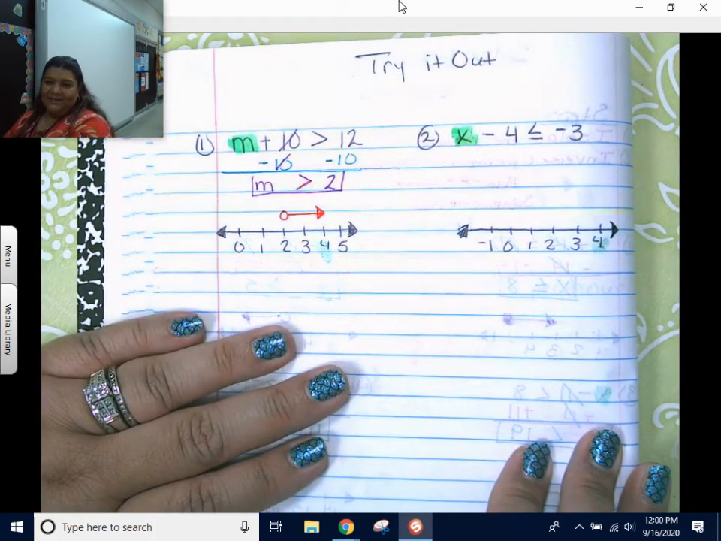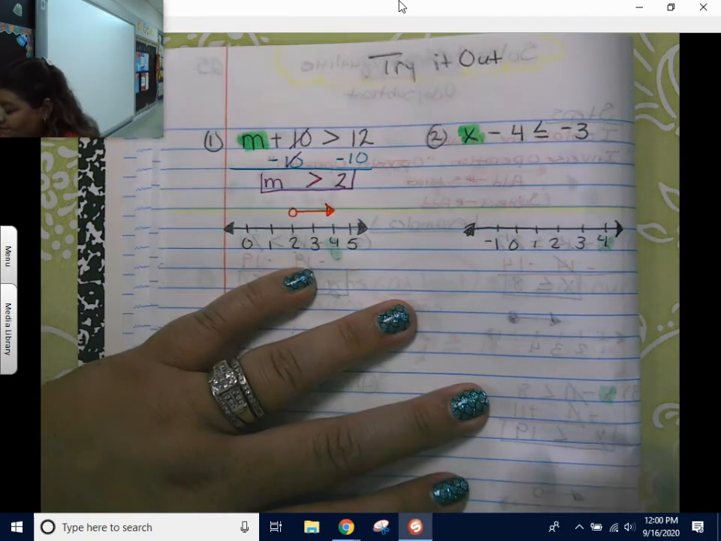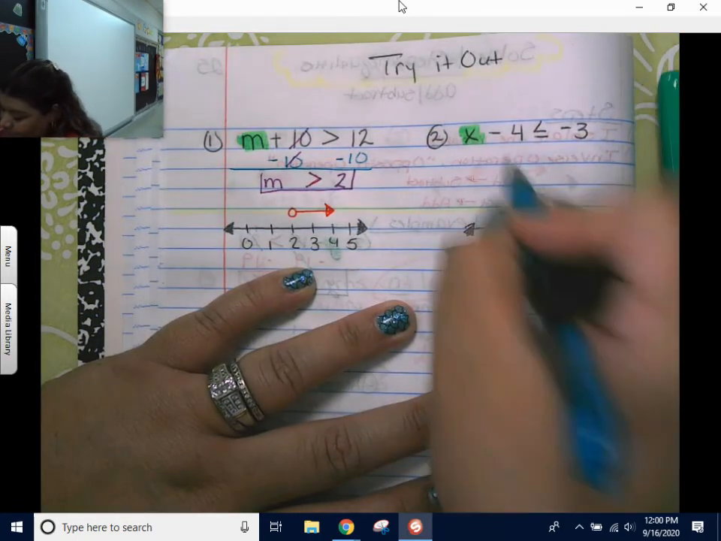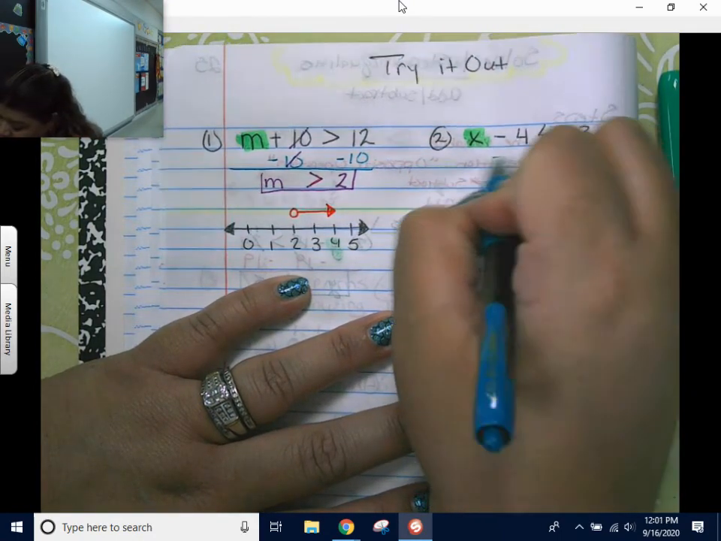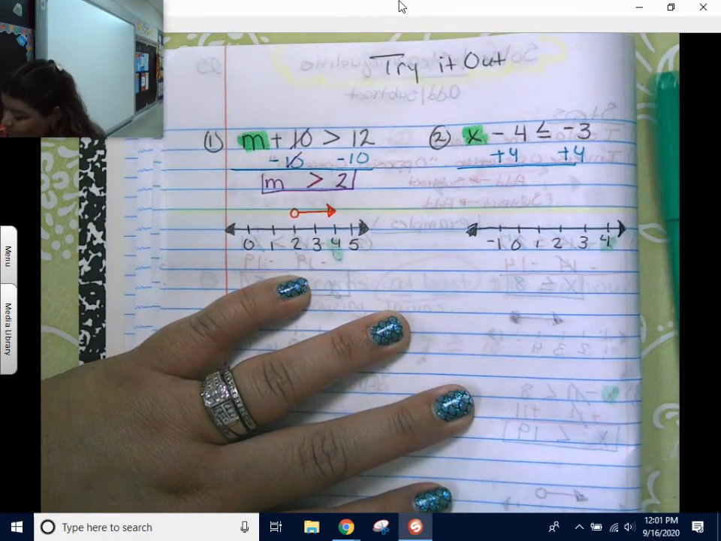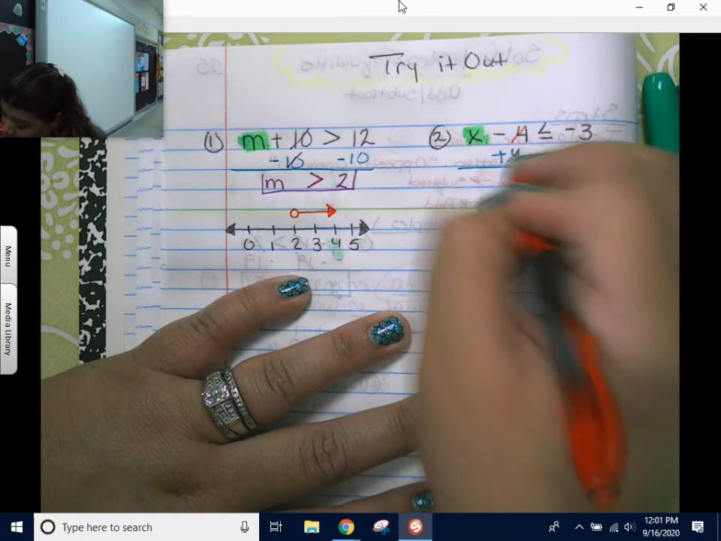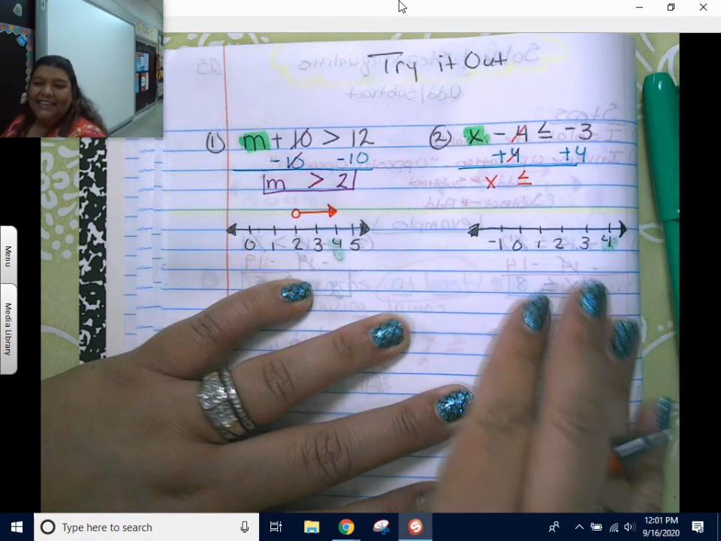All right, number 2, x minus 4 is less than or equal to -3. Isolate the variable, which is x. You should have seen that the -4 is the one we have to get rid of. Did you do the opposite? Good. So we added 4. Did you do it to both sides? Good. X is left. You bring down the right symbol.